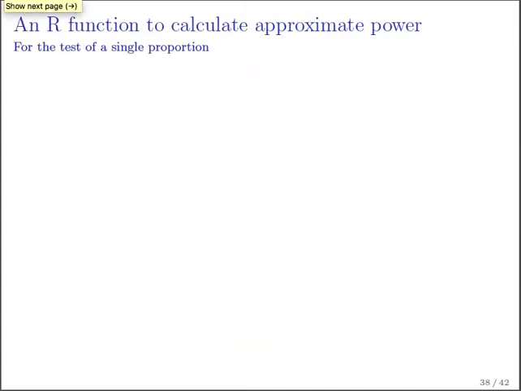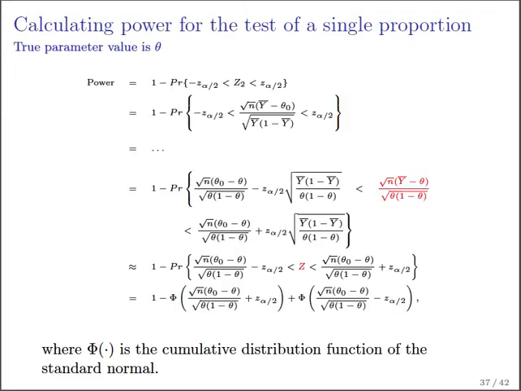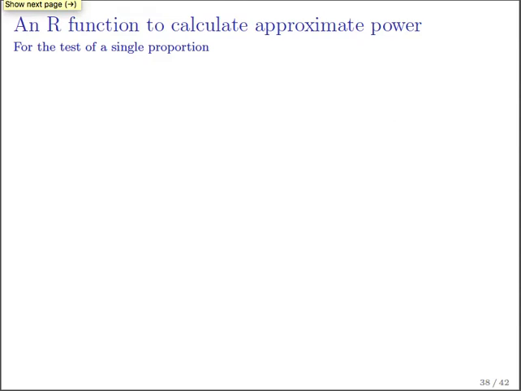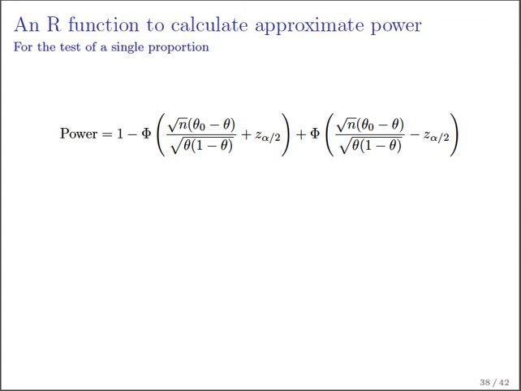Here's an R function to calculate approximate power for the test of a single proportion. Basically, taking this last expression and programming it. You've certainly used R before for doing basic stuff like regressions and so on. Maybe you've gone deeply into it. You might not have seen how to write your own R function to calculate something. Here's an example. So here's what we're calculating: this power formula.